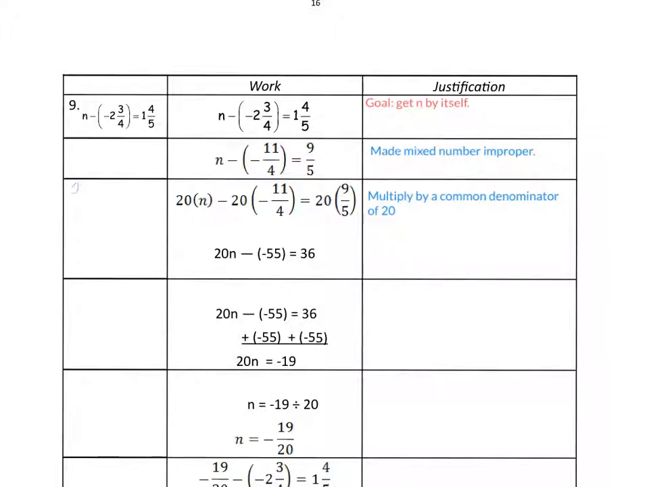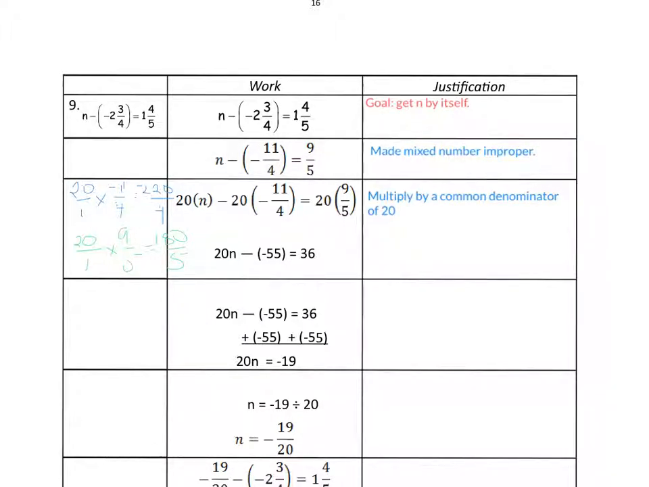So we have 20 over 1 times negative 11 over 4, which equals negative 220 over 4, which can then simplify to negative 55. We then have 20 over 1 times 9 over 5, which equals 180 over 5, which simplifies to 36. So that's where the negative 55 and the 36 came from, when we multiplied those. And then 20 times n is just 20n.